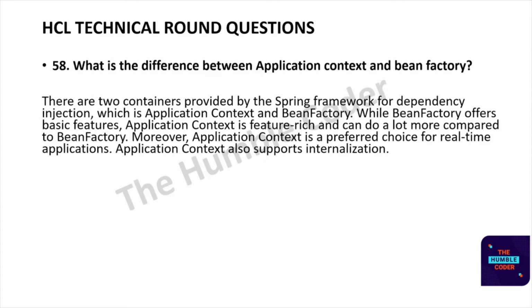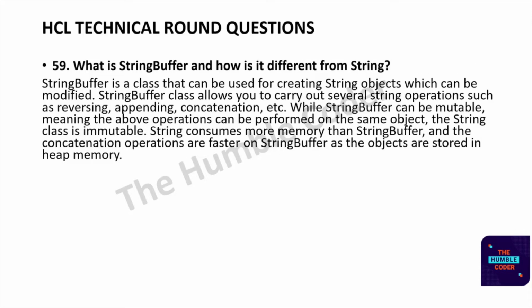There are two containers provided by the Spring framework for dependency injection, which are application context and Bean Factory. While Bean Factory offers basic functions, application context is feature rich and can do a lot more compared to Bean Factory. Moreover, application context is a preferred choice for real-time applications. Application context also supports internationalization. So this is the difference between application context and Bean Factory.